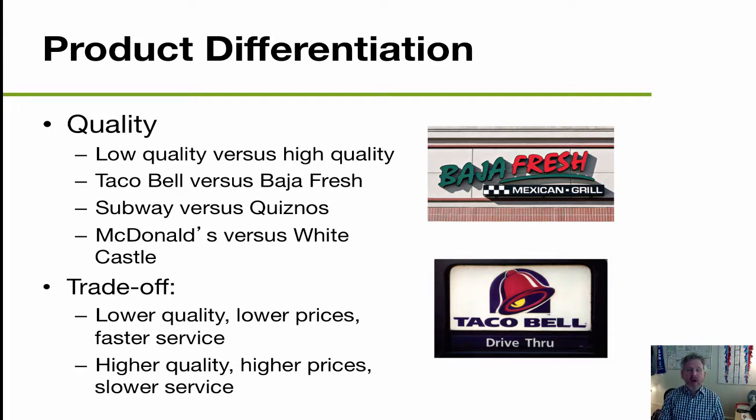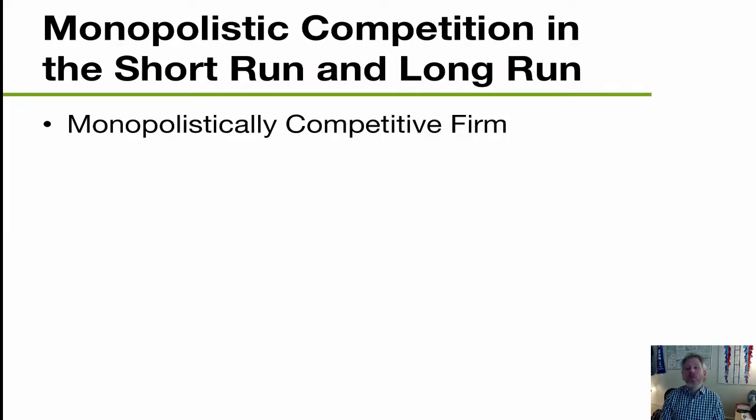There can also be trade-offs in terms of product differentiation. Lower quality, lower prices, you may get faster service. Higher quality, higher prices may have slower service. So that's another way that products try to differentiate themselves, by speed. 30 minutes or less was the famous pizza delivery promise years back by Domino's. So that's another way that firms try to differentiate themselves.